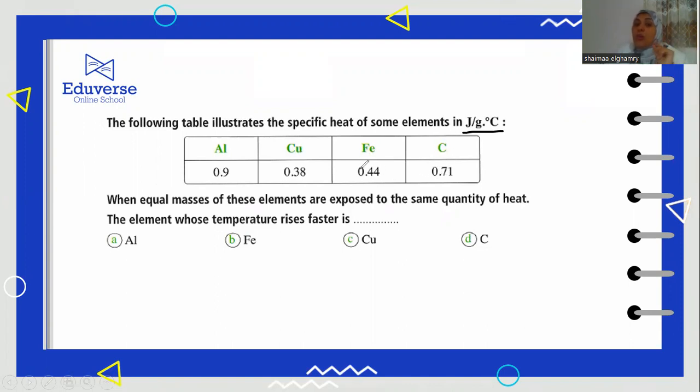So the one that needs the least amount of energy is what? Copper. So if we apply the same amount of heat to all of them, the temperature which rises faster will be the temperature of copper. The one which rises faster is the temperature of copper.